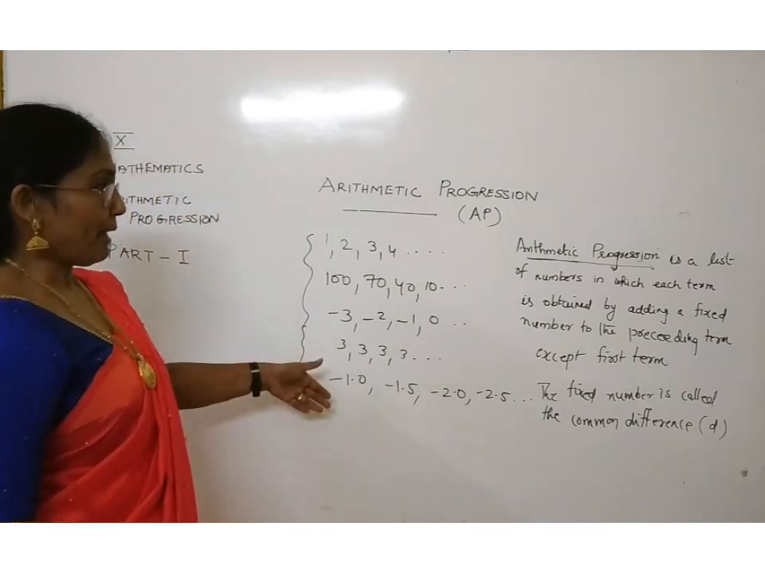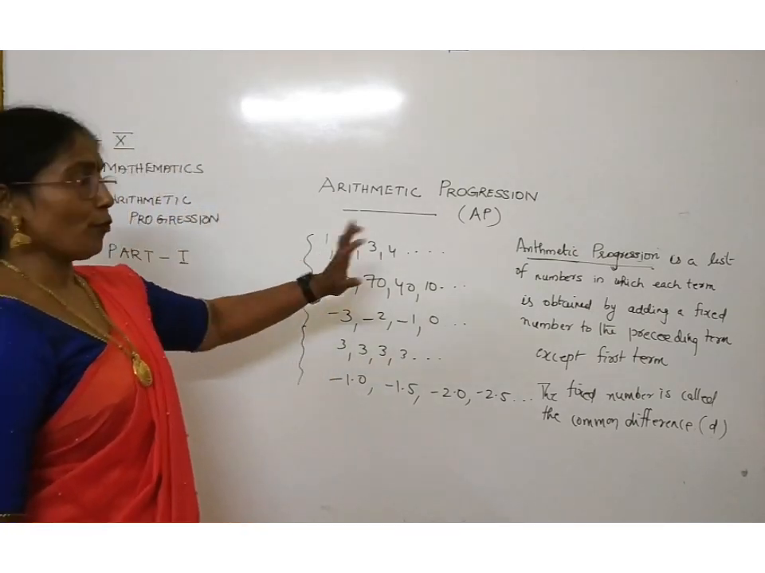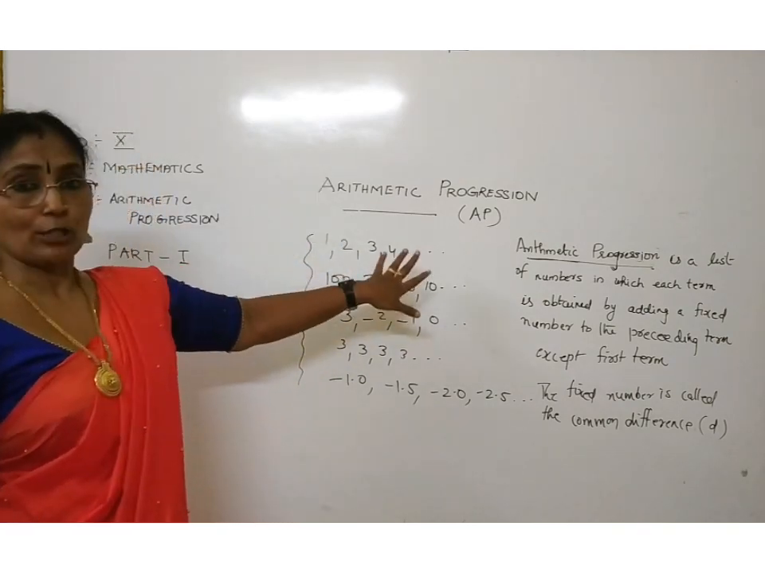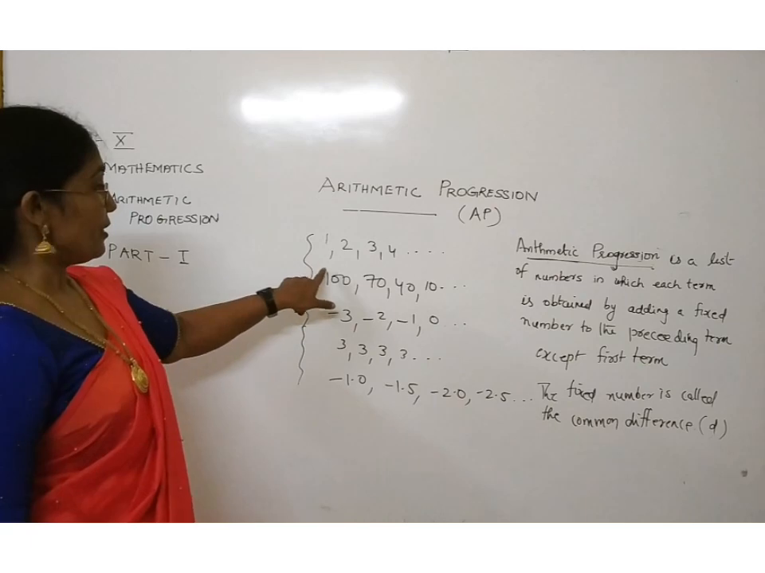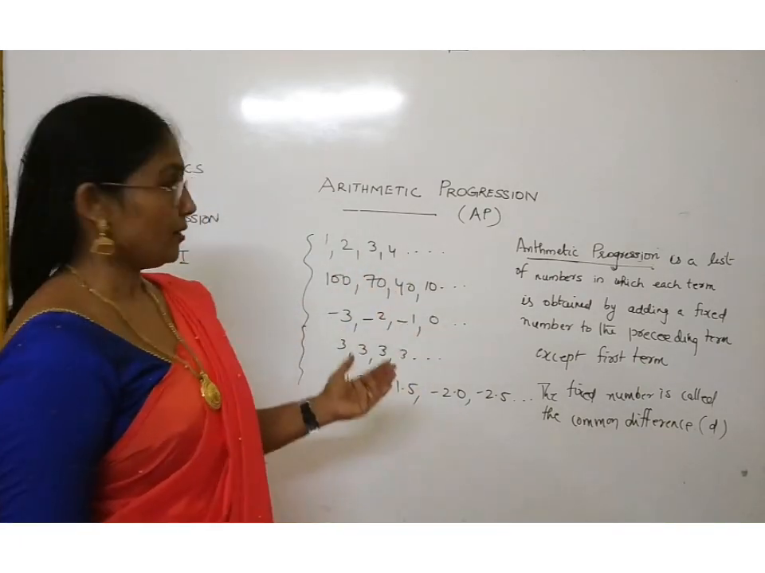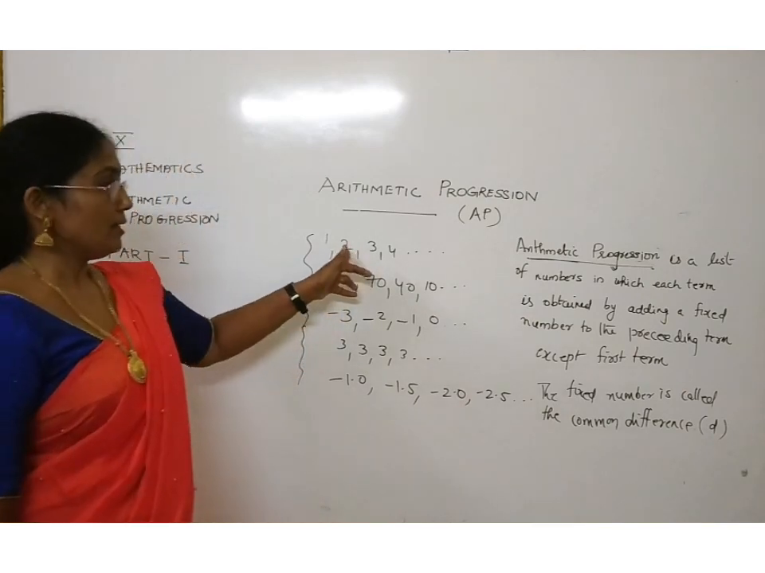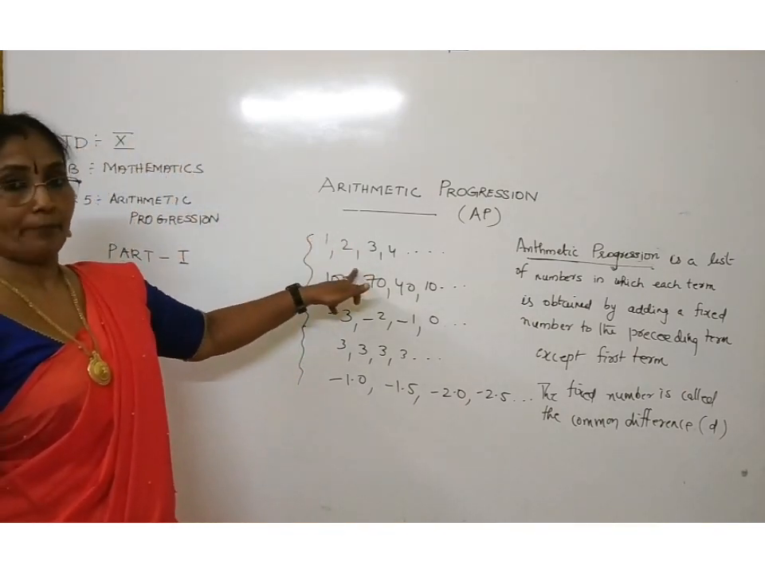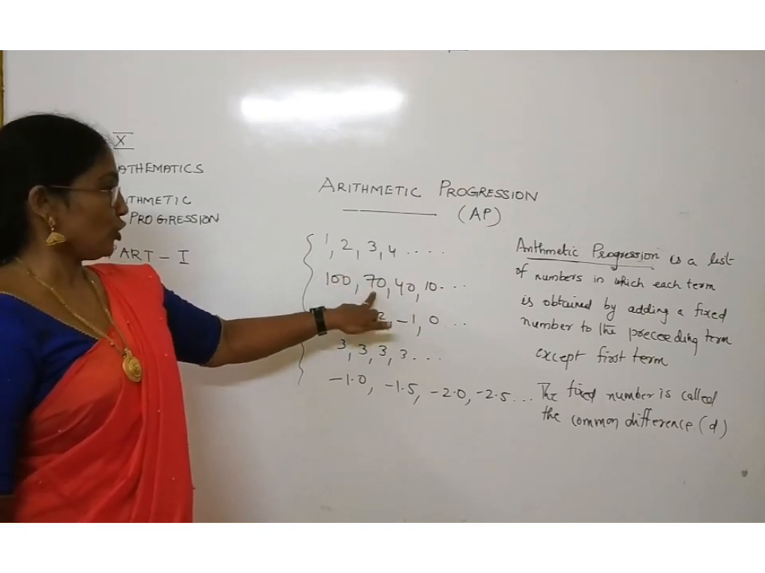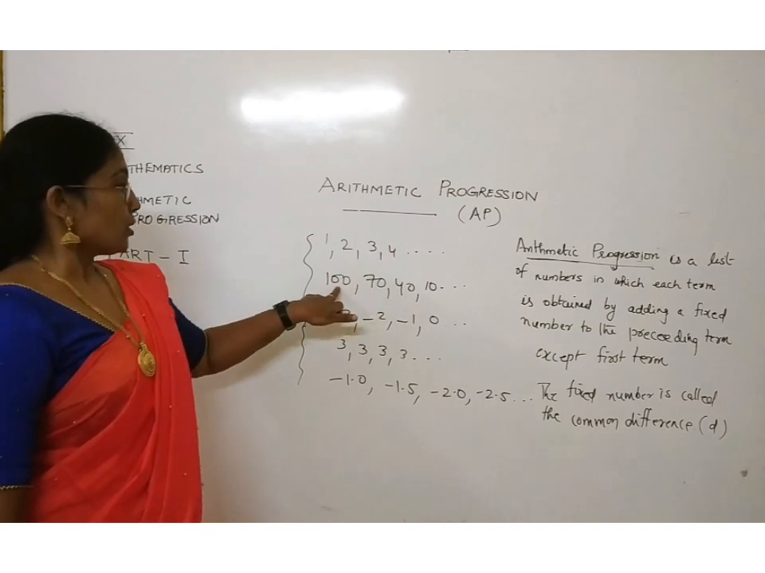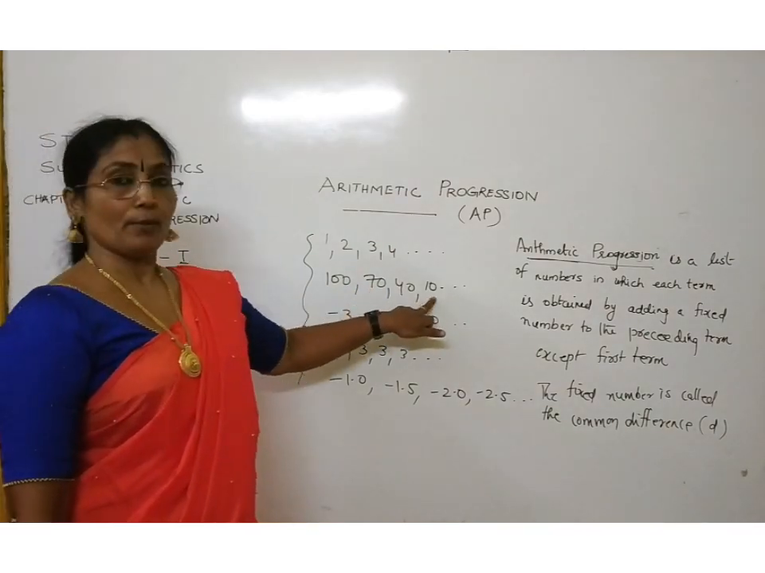Have you seen any similarities? Yes. It's a list of numbers in which each term is obtained by adding a fixed number to the preceding term. Is it right? That means here for getting the number 2, we have to add 1 to 1. Is it right? To get 70, you have to add minus 30. Like that. So in this way, this continuously moves on.